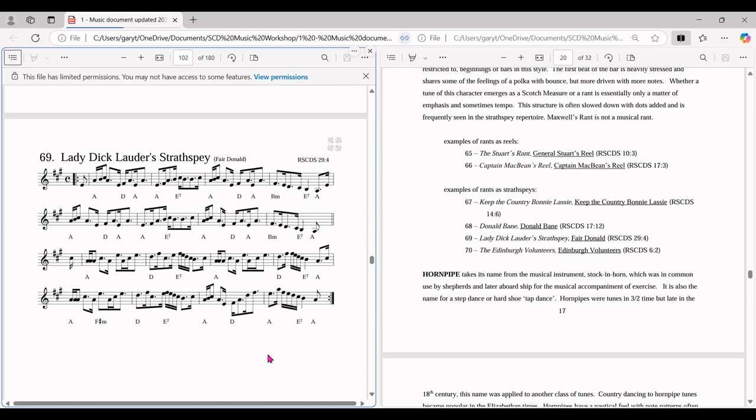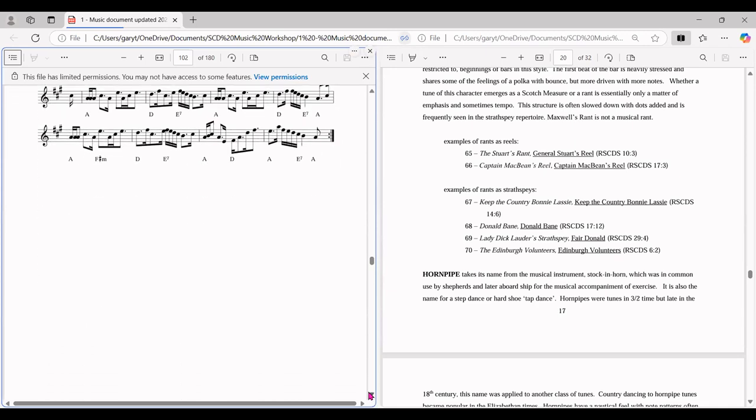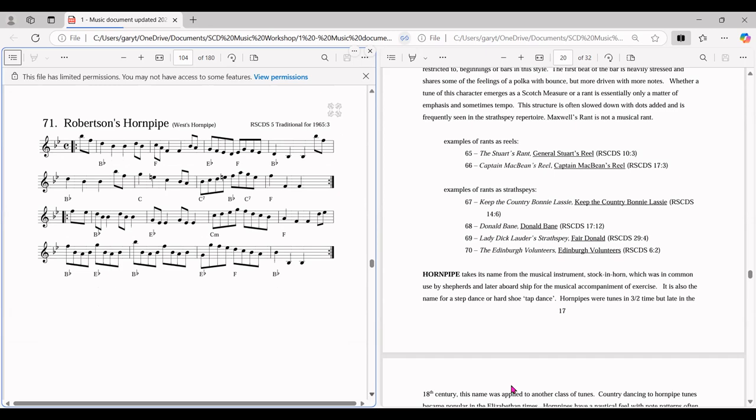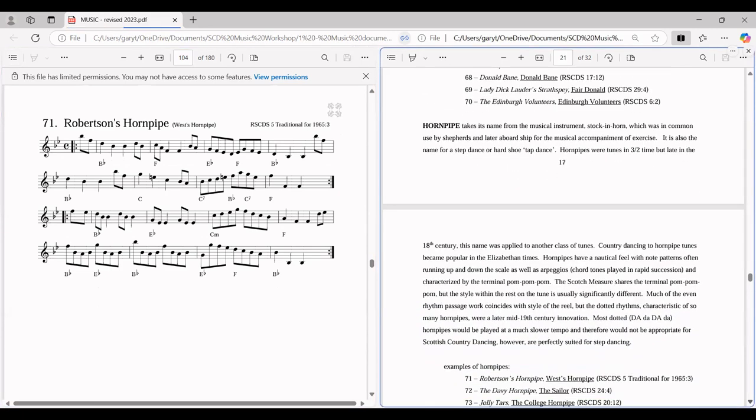Right, that might be the best example of all of those of showing that rant effect. Now, other types of reels. One that's very popular, hornpipes.